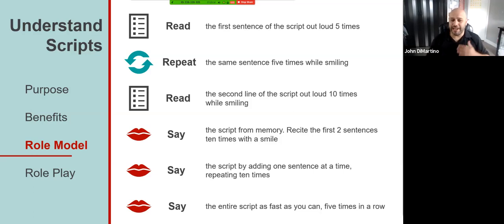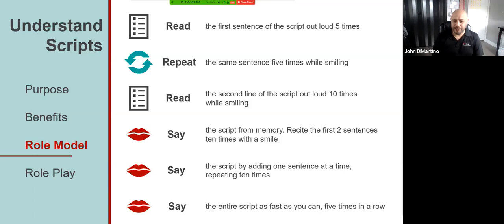And then you say the script by adding 1 sentence at a time over and over and over, repeating it 10 times. And then again, anytime you make a mistake, start over from the beginning. Until the point where you can say the entire script and you have it memorized. Then say it as fast as you can.